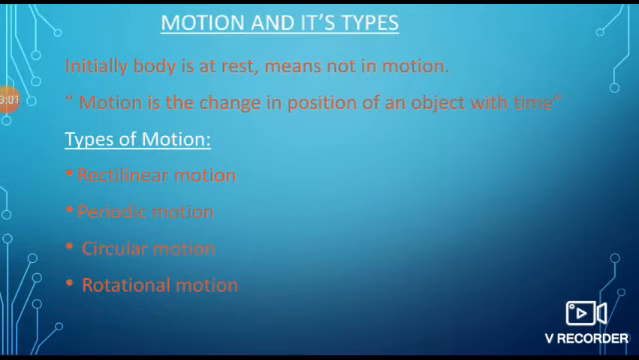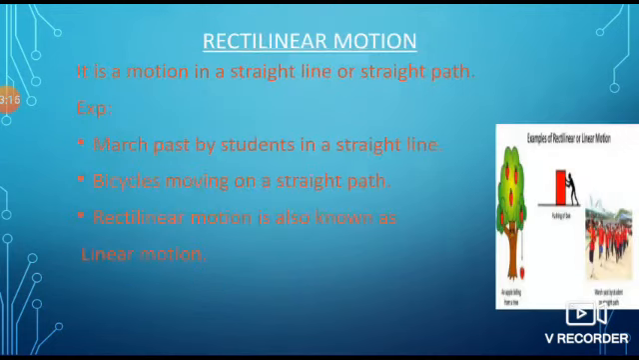Types of motion. Rectilinear motion is also known as one-dimensional motion. It is a motion in a straight line or straight path. For example, soldiers marching on a straight road in a straight line is also rectilinear motion. Rectilinear motion is also known as linear motion.